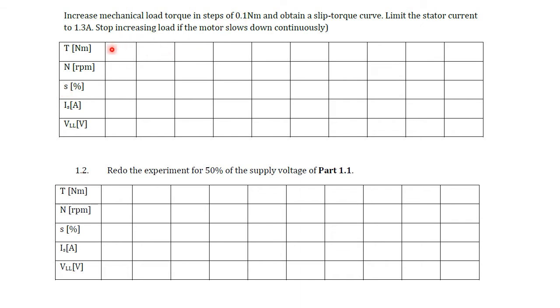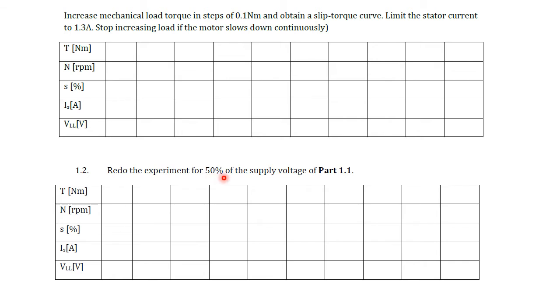Then you increase torque in these steps and fill out this table until your IS, the current, reaches something smaller than this. You shouldn't go beyond this value. So for the next part, you should repeat this again, but with 50% of the supply voltage, which is 100. So you should decrease the voltage to 100. Before that, you should put the torque on 0. You should bring the torque to minimum, and then decrease the voltage to 100 volts.